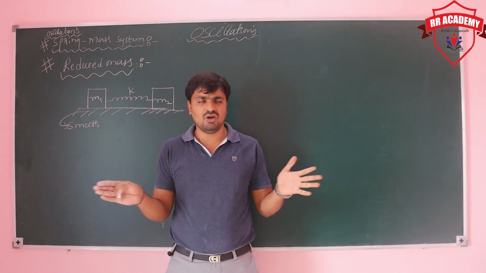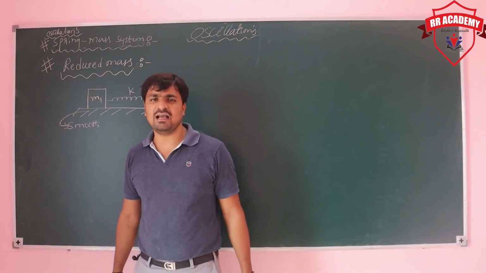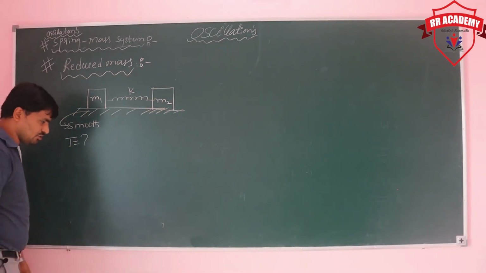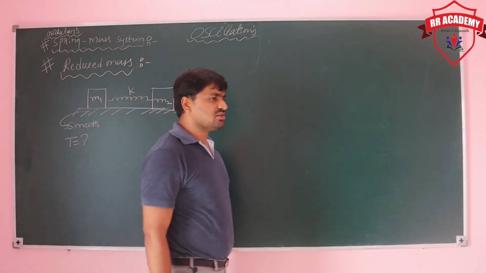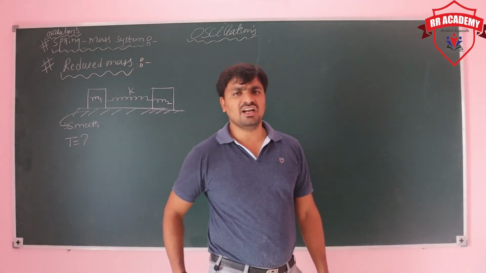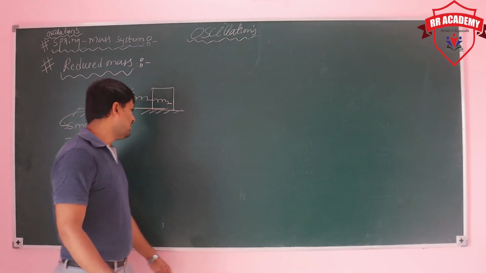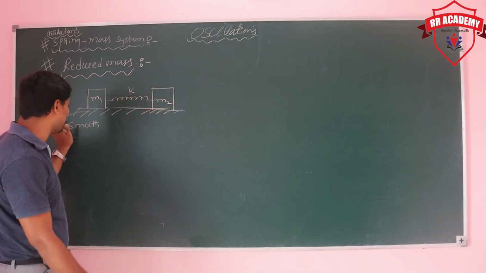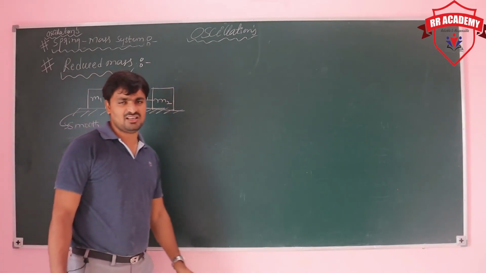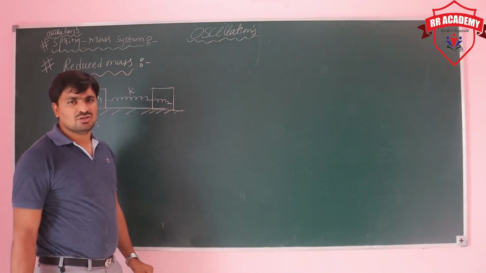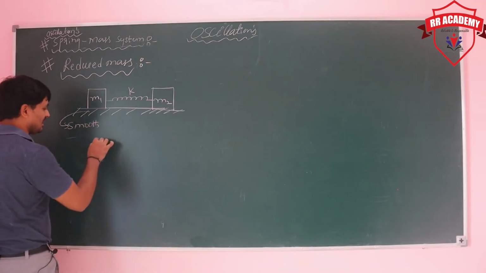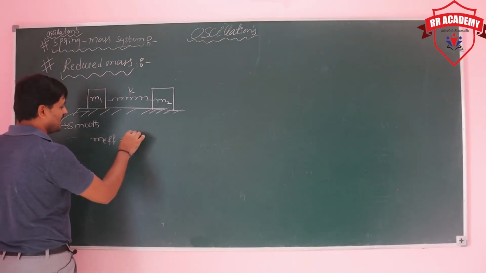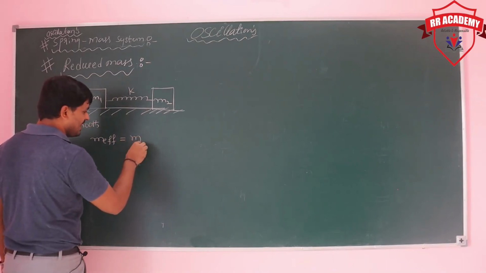Now both masses are compressed and released, or both masses are extended and released. Then they make oscillations. What is the time period of oscillation? To get the time period, we need to take the reduced mass. Here k is k only, but how the masses are connected is important now. So the effective mass we name as reduced mass.